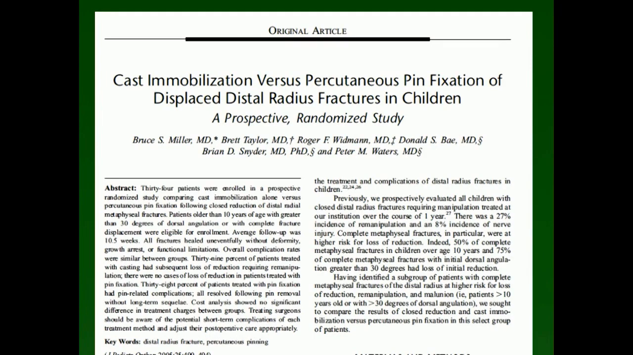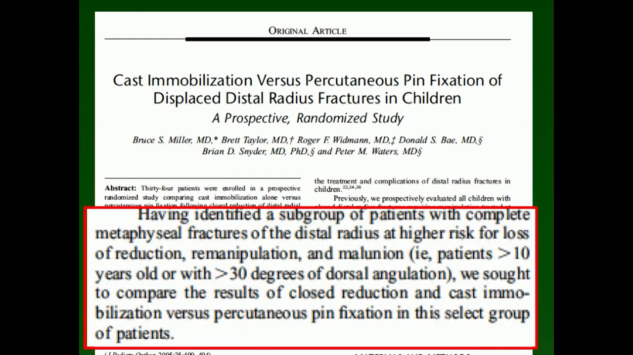Now, there's a little bit of controversy about whether, if you have distal radial physeal injuries where the physis is still open, you can treat it with a cast, or should you pin them all? And the people in Boston seem to think that you ought to pin them. That's their experience. And they had a subgroup with complete metaphyseal fractures, and they compared the results of closed reduction and cast immobilization versus percutaneous pin fixation. Which do you think works better? What are the advantages and disadvantages of both?